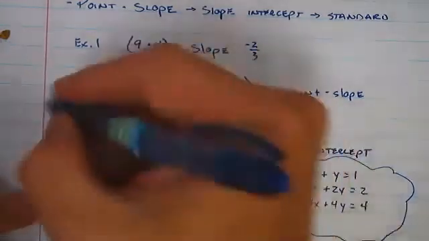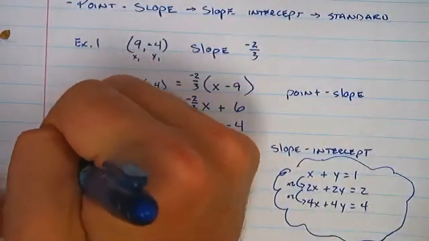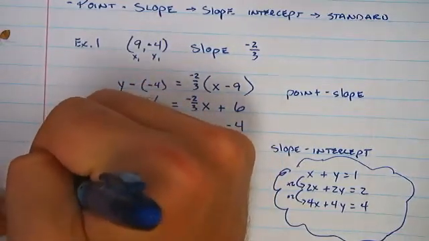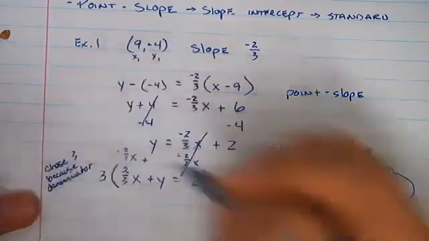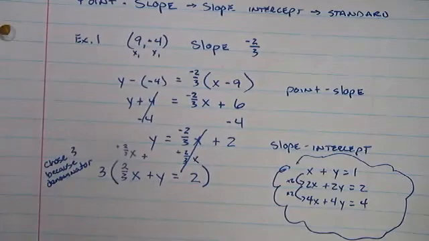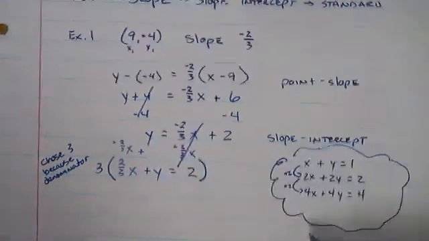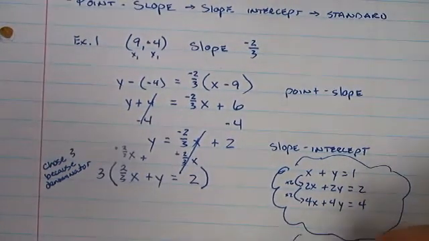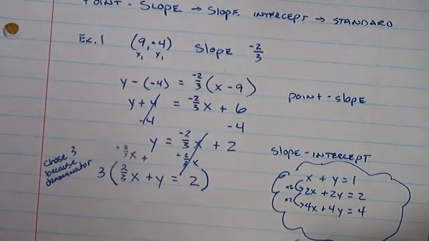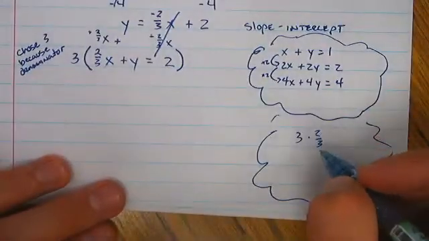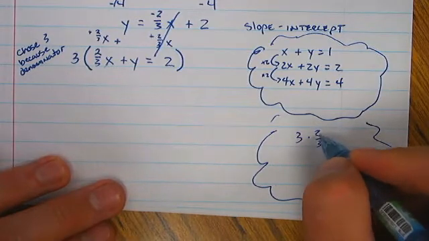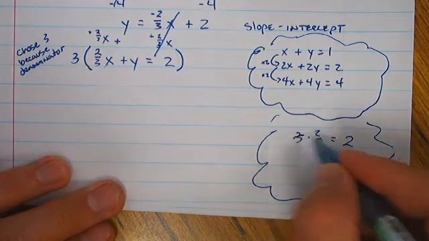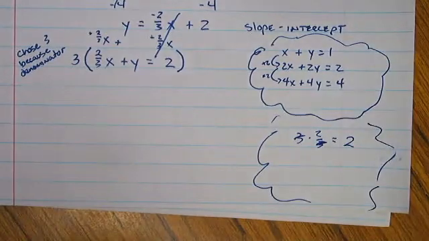Okay, and I chose the 3 because it is the denominator of the fraction I'm trying to get rid of. So again, in another little thought bubble over here, we've got 3 times 2/3, so 3 times 2 divided by 3. 3 times 2 is 6, divided by 3 is 2. You can see that if I choose that denominator, it cancels itself out.